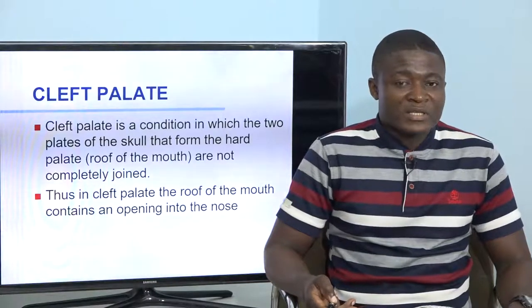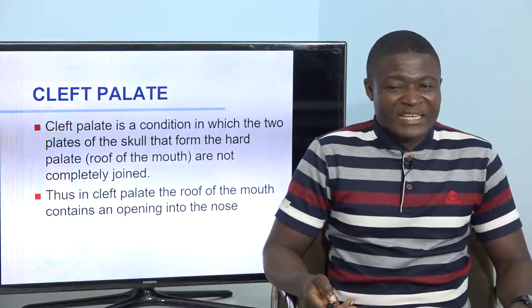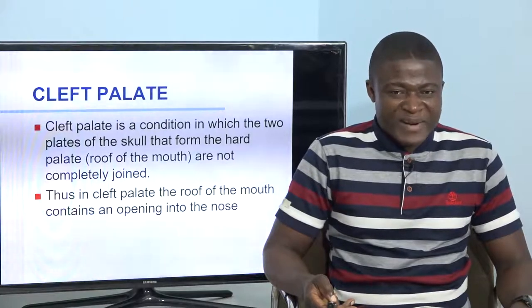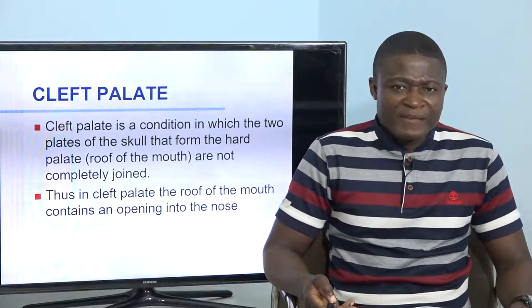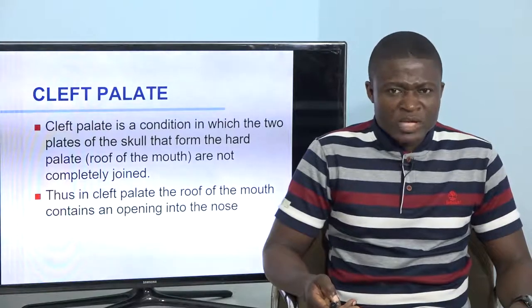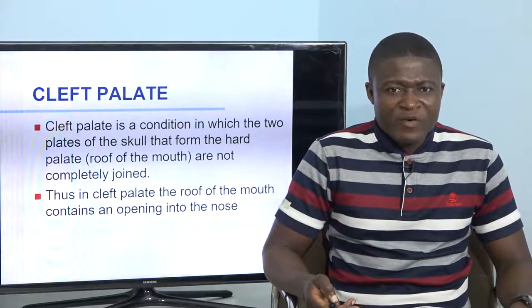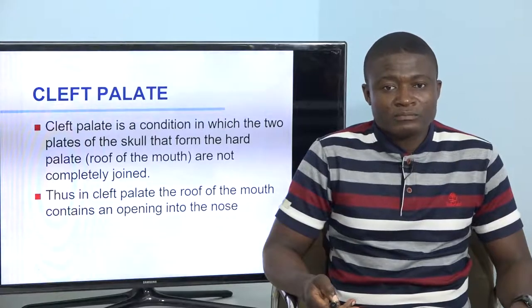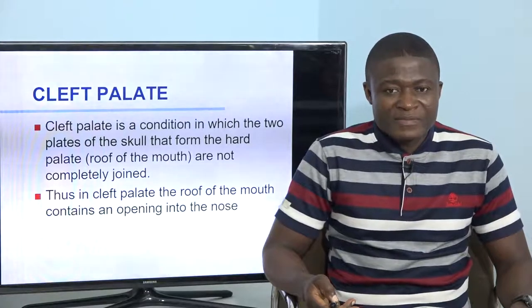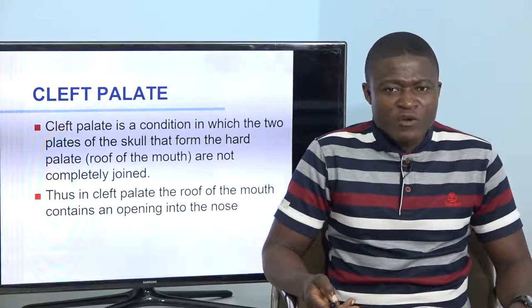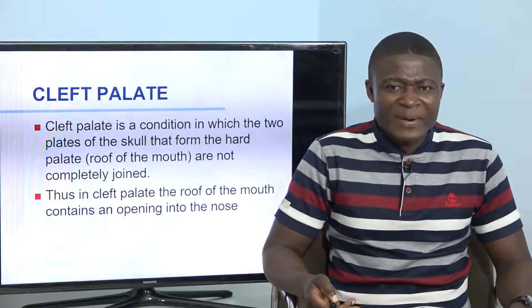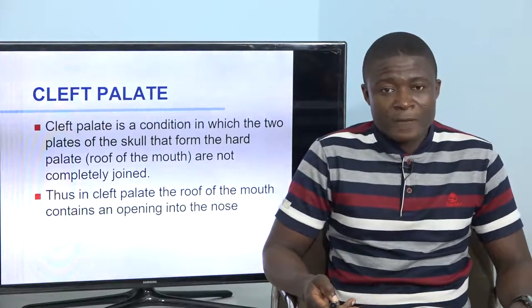All right, let's look at the next one, which is cleft palate. Cleft palate is a condition in which the two plates of the skull that form the hard palate, that is the roof of the mouth, are not completely joined. Thus, in a cleft palate, the roof of the mouth contains an opening into the nose.